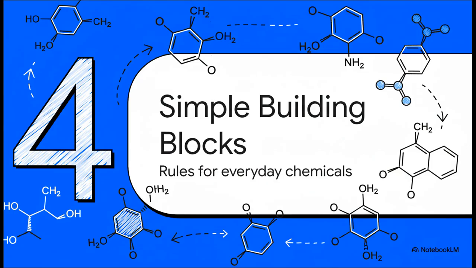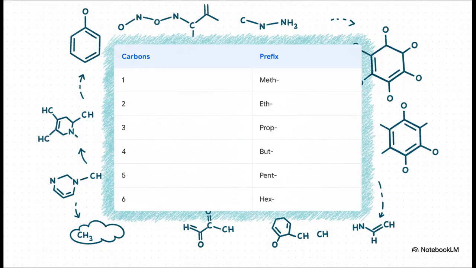Now that was a huge example, mainly to show you how powerful the system is. But the real beauty of it is that these same rules are built from really simple, logical pieces that apply to chemicals you might actually have around the house. This right here, this is like the alphabet of organic chemistry. These prefixes tell you how many carbons are in the main chain. 1 carbon is meth, 2 is eth, 3 is prop. This is the absolute foundation.